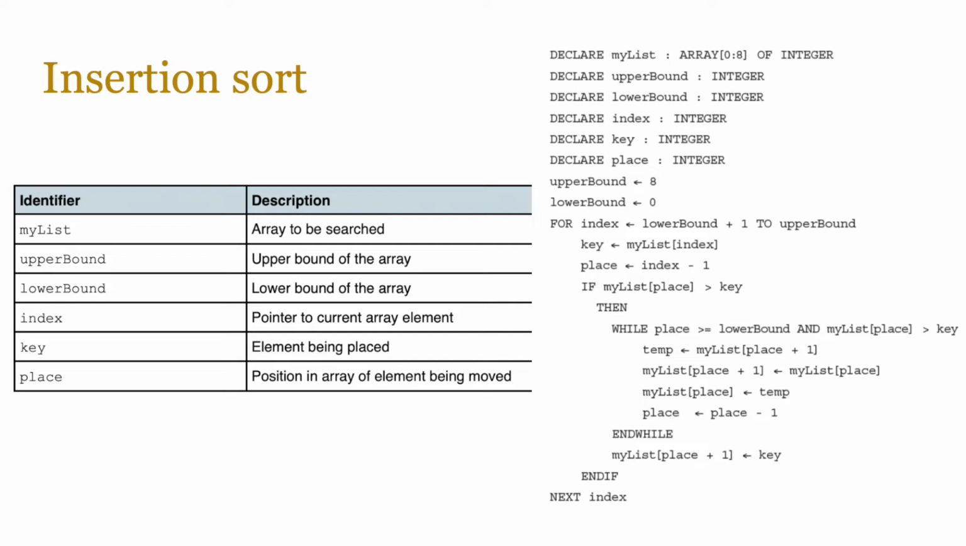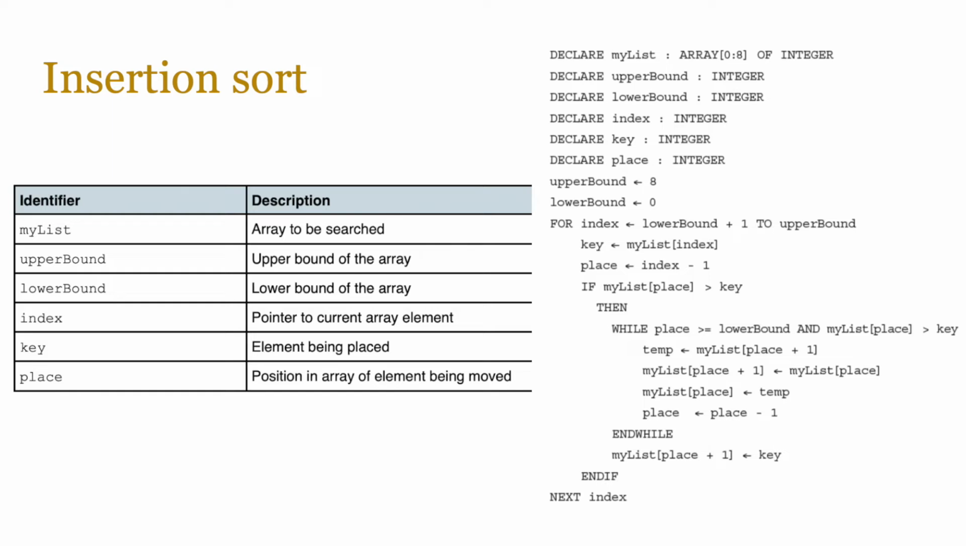Upper bound is assigned to 8 in this case, lower bound to 0 as usual, top of the list, bottom of the list, and we now use a for loop where we start the index from the lower bound plus 1, because we don't want to compare the first item with the previous item, which doesn't actually exist because there's nothing before the first item, but we want to compare the second item to the first one. So we start with lower bound plus 1 to upper bound, which is the inverse of what was happening with the bubble sort algorithm, where we were reducing the right hand side by 1. Here we're looking at adding to the lower bound to go towards the upper bound.